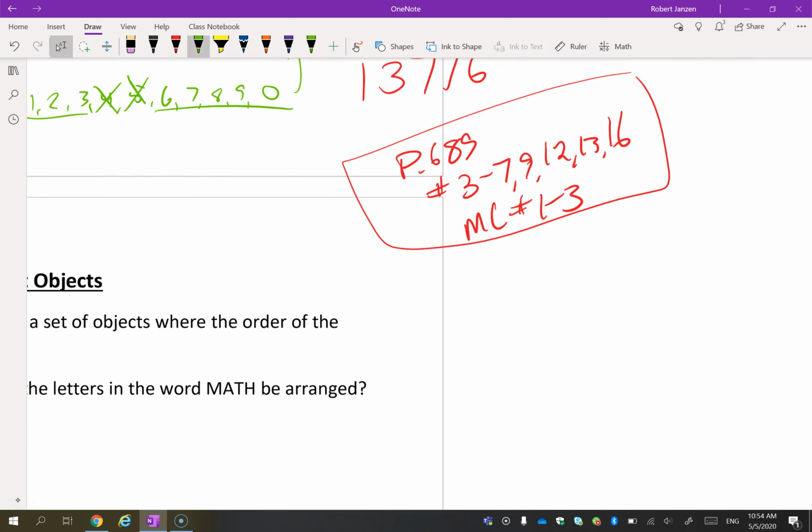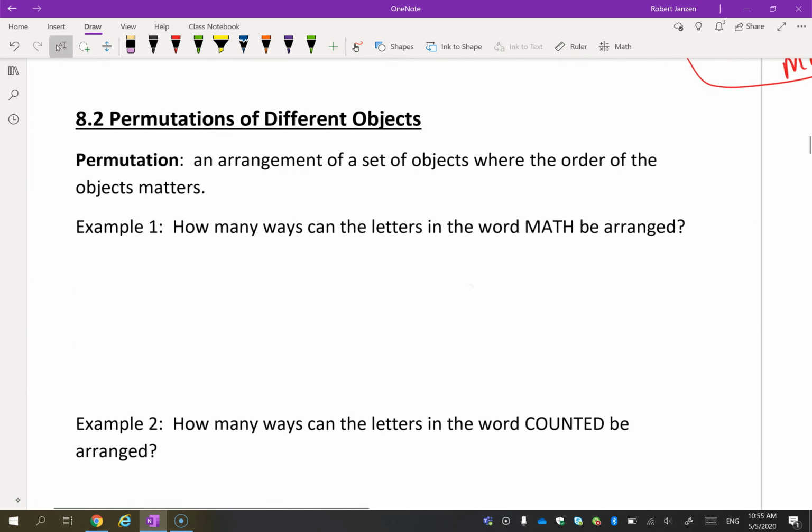Okay, I'm wondering, did any of you have trouble with multiple choice number 3? It says the final score of a soccer game is 6-3. How many ways could the score have been at halftime? If you haven't tried that, you need to try it because it's a tricky one. Let me know if you have questions.